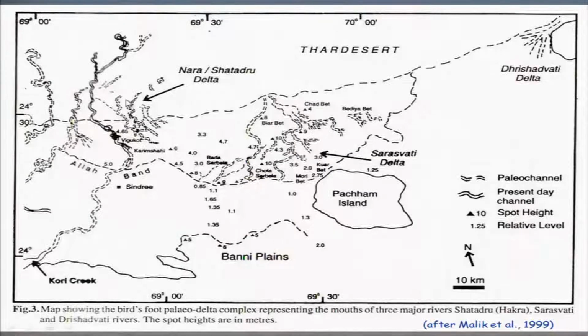So coming back to what we discussed in the previous lecture, we had three deltas of different rivers. One is the Saraswati Delta, then the Drishadvati Delta, this channel or river now known as Luni in Rajasthan, and then we had the Nara Shatadru Delta, and further west you have the Indus one.